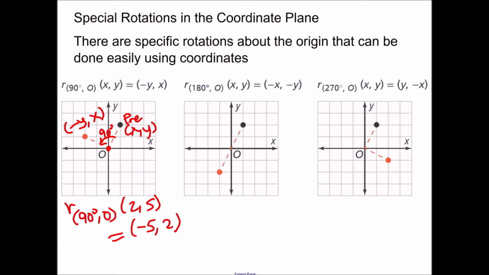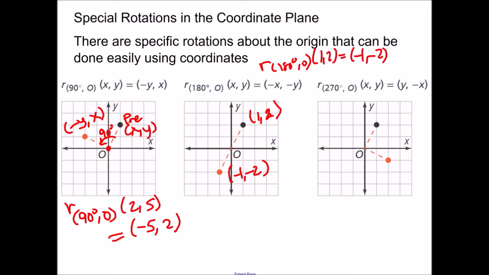For the next specific rotation, if we're rotating 180 degrees about the origin, then you're simply going to change the signs of the x and the y. So if this coordinate right here is (1, 2), then this coordinate right here is going to be (negative 1, negative 2). So we know that the rotation 180 degrees about the origin of (1, 2) is (negative 1, negative 2).